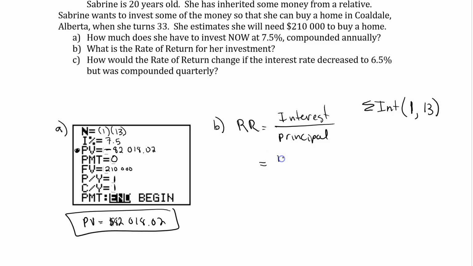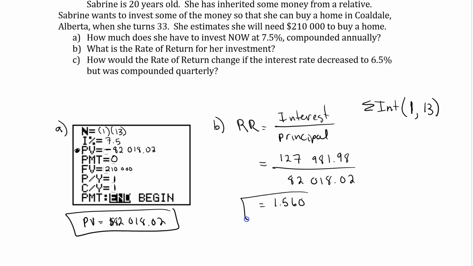So we're going to do 12,790. Oh, sorry, my bad. It's not 12,000 at all. Let me just change that. 127,981.98, all over the principal, the present value, or what you need to invest first, 82,018.02. And we get a rate of return that's 1.560. Exactly the same as before.